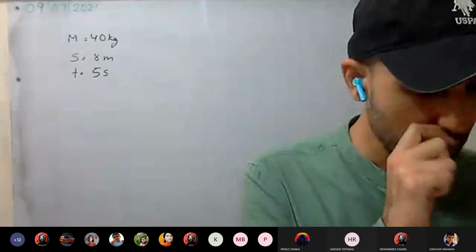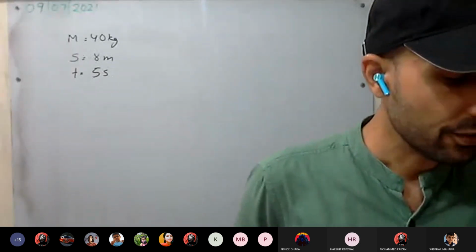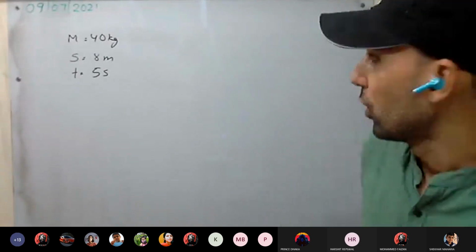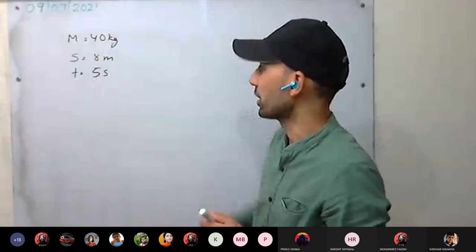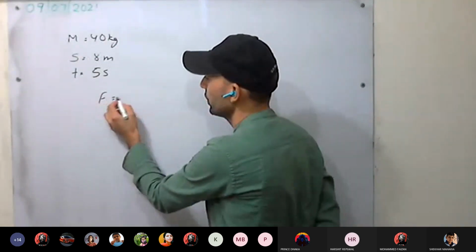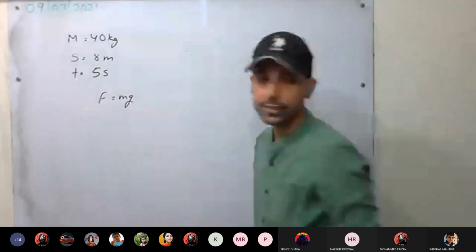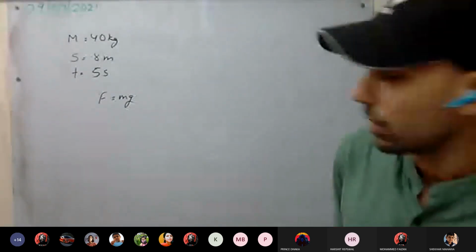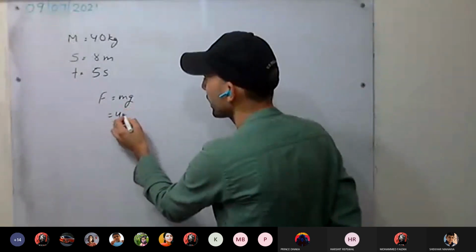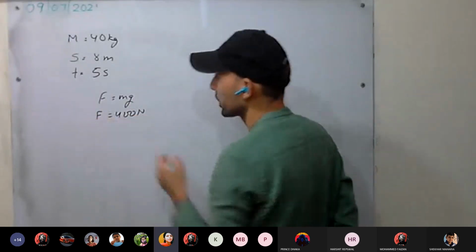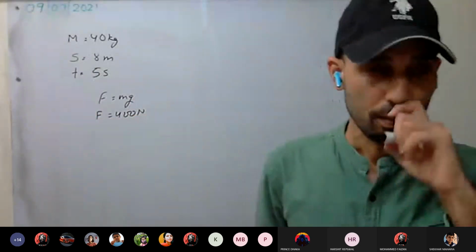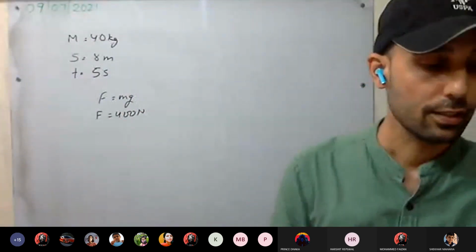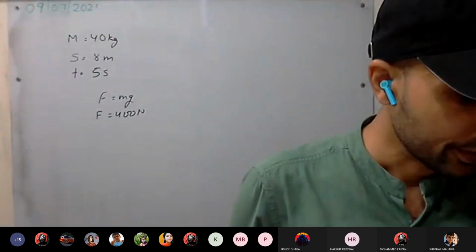So a boy of mass 40 kg climbs up the stairs and reaches the roof at a height of 8 meters in 5 seconds. Calculate the force of gravity acting on the body. How much force of gravity is acting on the body? F equal to mg. Multiply it and get it. 40 into 10, it will be 400 Newton. Force we have got, 400 Newton. It is asking how much force of gravity is acting on it. So it's mg, mass into acceleration due to gravity.